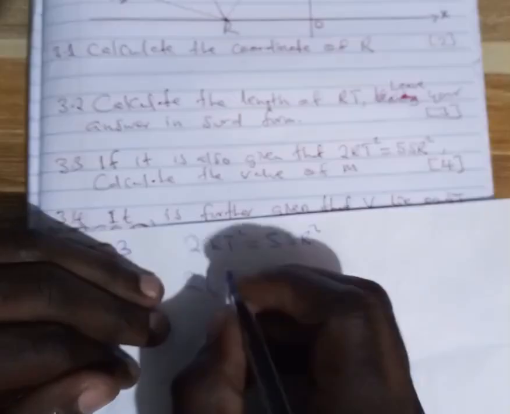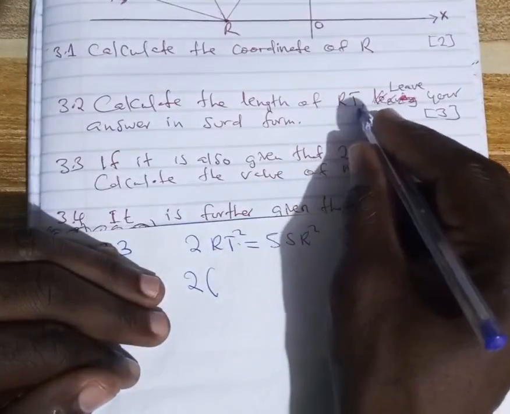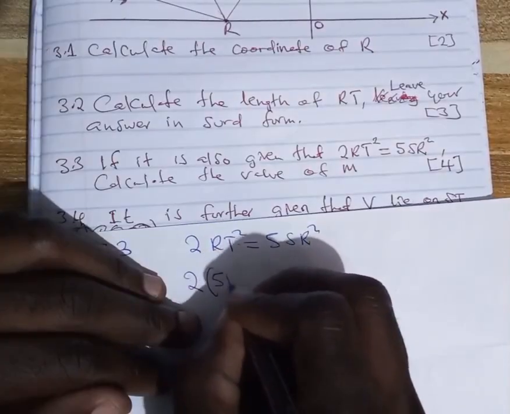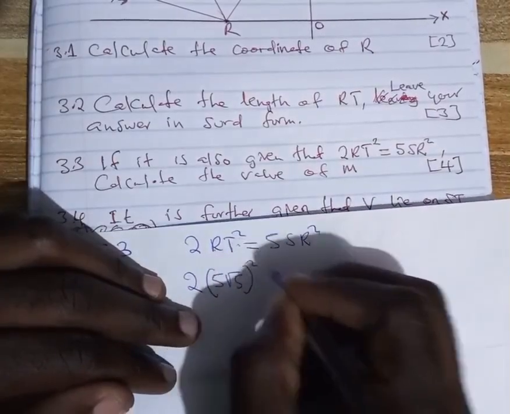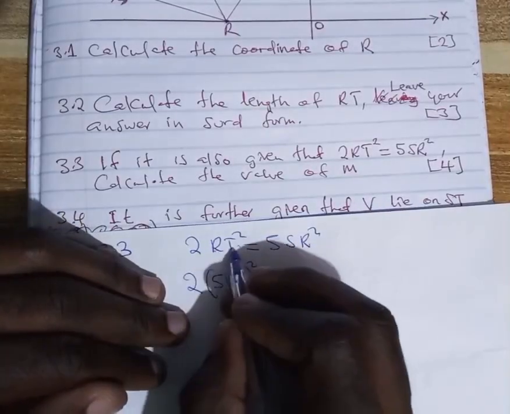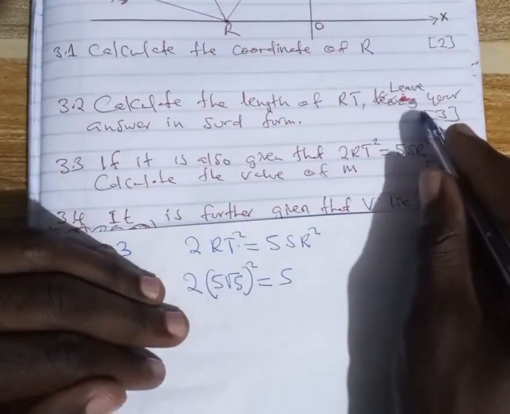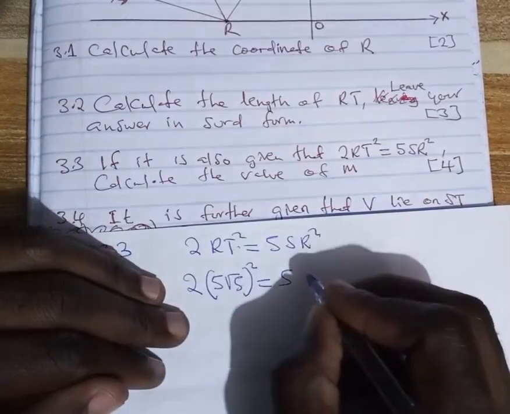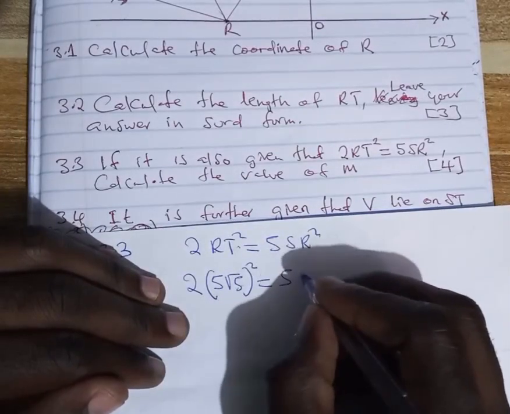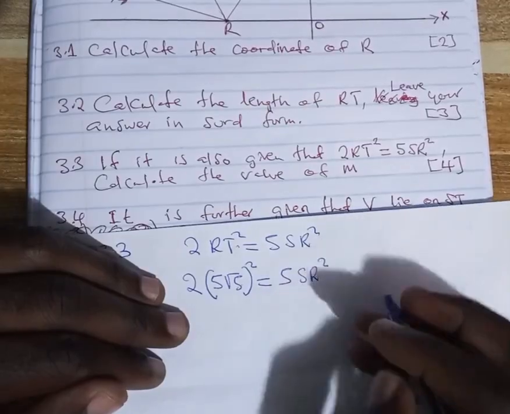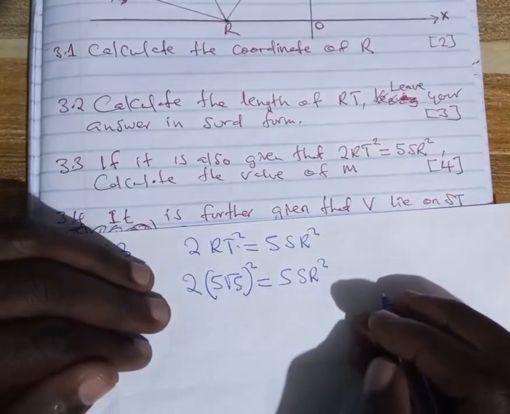RT, from solving the previous question, the distance from R to T, the length is 5 root 5. But remember, the square equals 5. So you're going to use the previous question here. RT, the length is 5 root 5 squared. 5 is 5. Then what do you have here? You have SR squared.